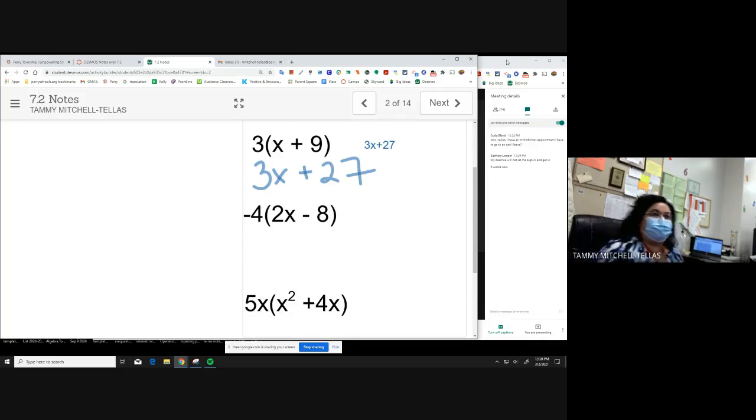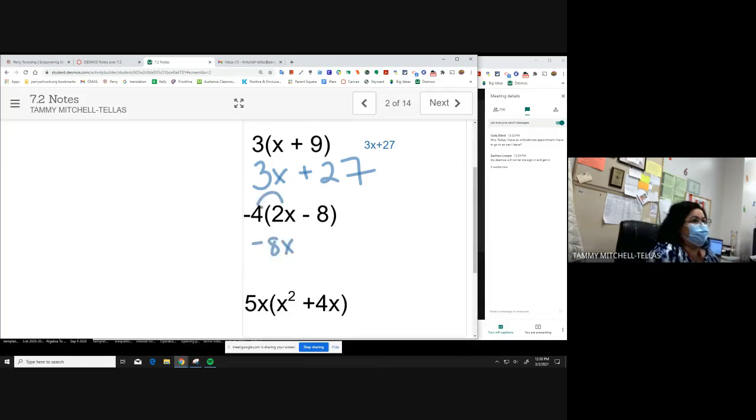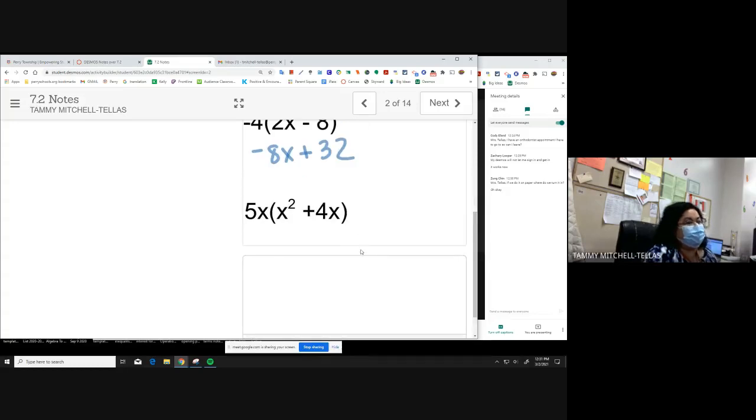All right, so if we look at the second one, -4 times 2x would be -8x, and -4 times -8 would be positive 32. You don't turn it in on Zoom. You'll have to type some answers here and there, but you don't have to type these. Okay. All right, and then if you need some time for the last one, I'll give you about 30 seconds or so.